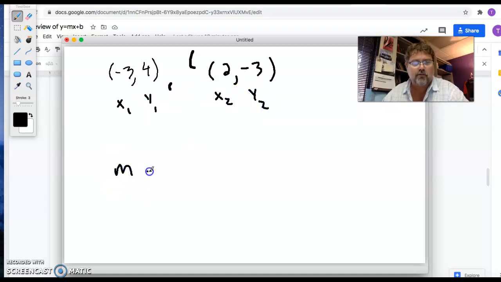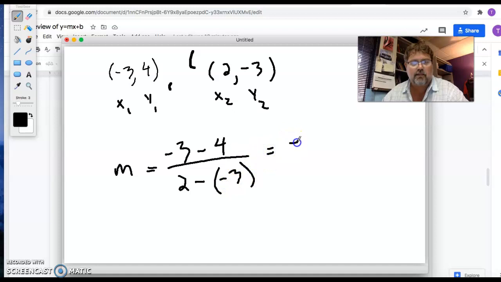So m equals y2 minus y1 divided by x2 minus x1. And that's going to be -7/5. Right? And so we have the notion here of a negative slope. And this one happens to be -7/5. That means it goes down 7 units, right? And then over +5.